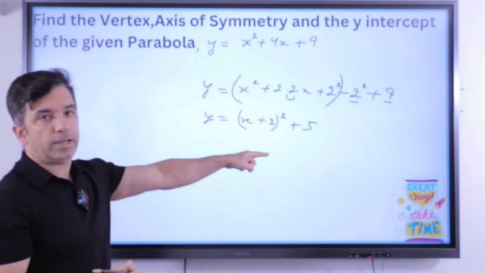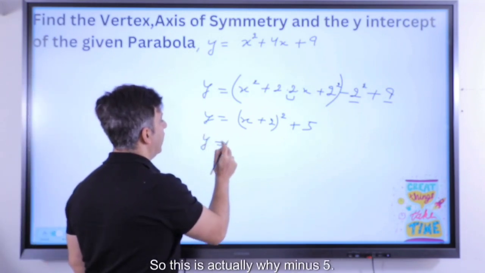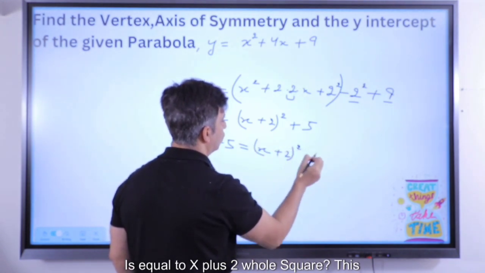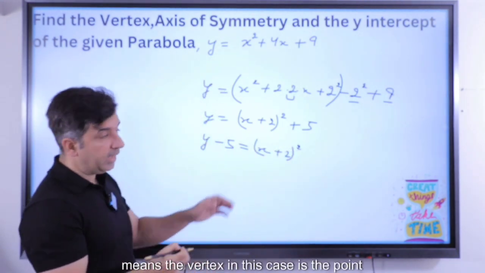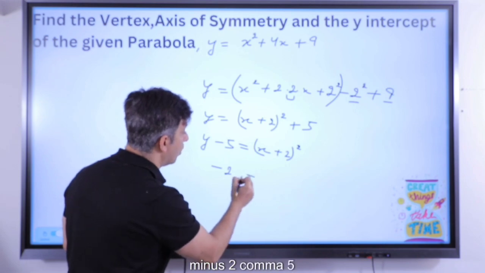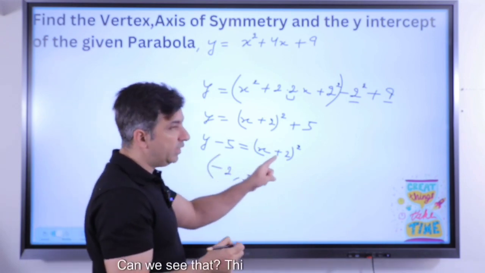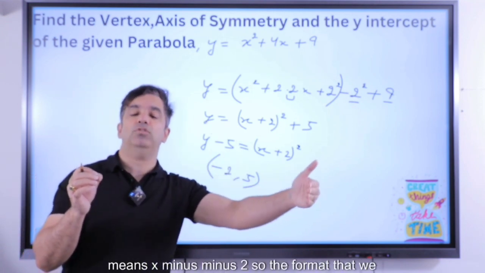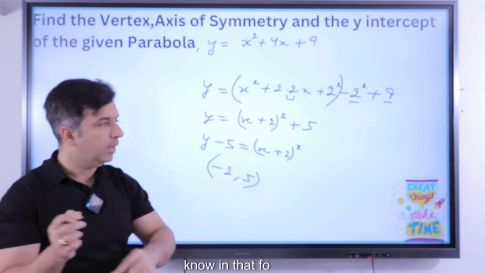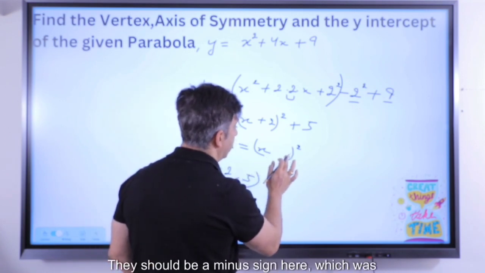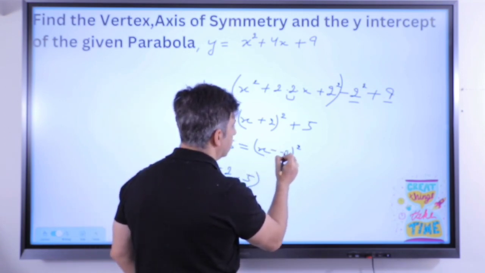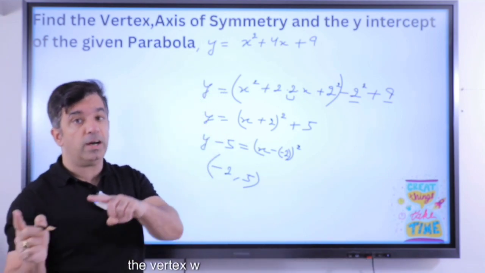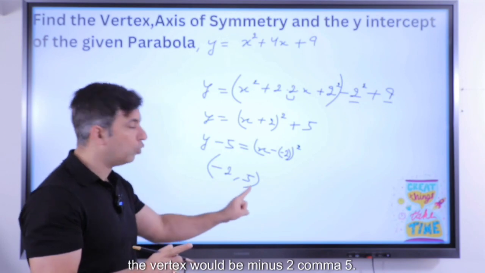So this was my required term. This is actually y minus 5 is equal to (x plus 2) whole square. This means the vertex in this case is the point (minus 2, 5). We can see that this was x plus 2, which means x minus minus 2. In the format that we know, there should be a minus sign here, which was missing. So we have to create that minus sign over here. So the right answer for the vertex would be (minus 2, 5).